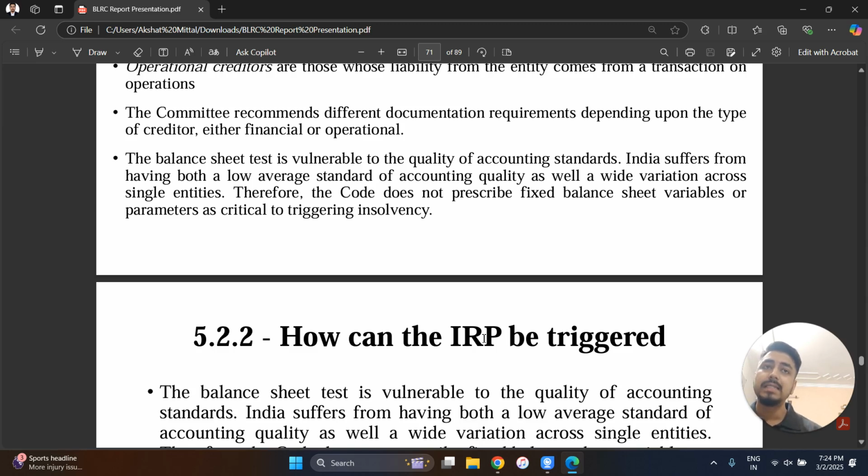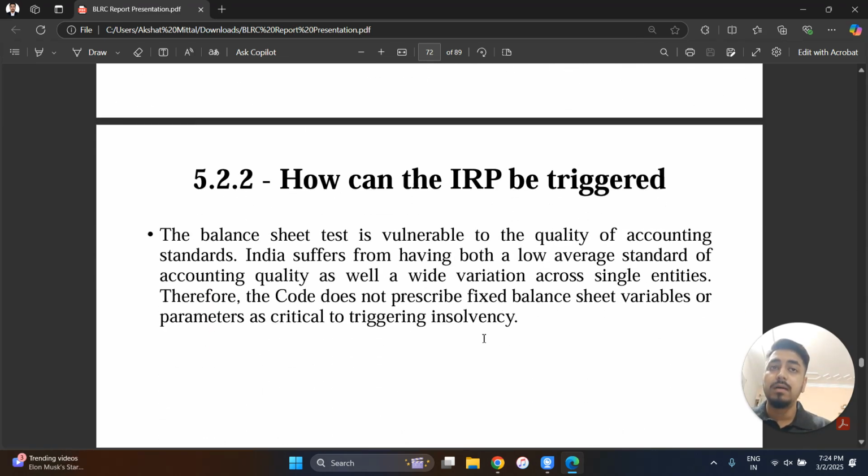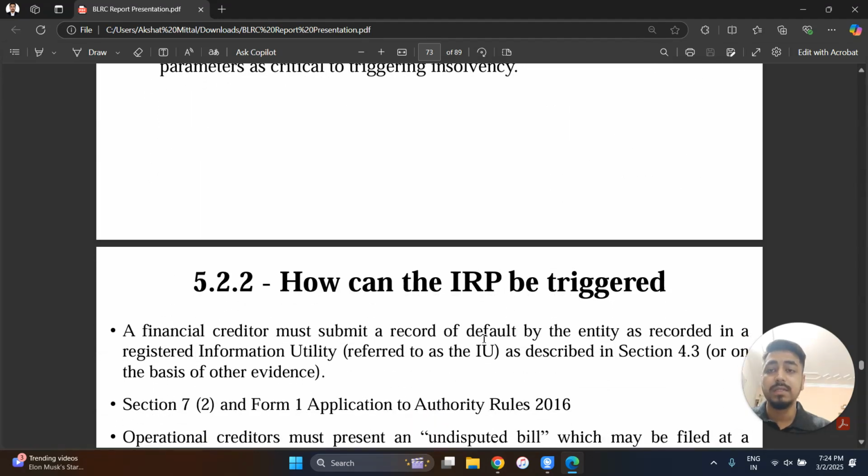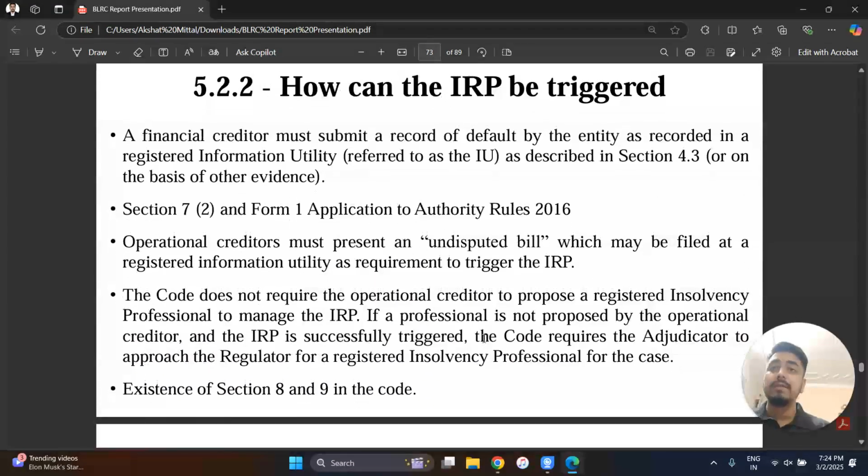But this committee has somewhat shown its disagreement with the balance sheet test when it comes to India because of the accounting standards. This committee has noted that the accounting standards which are being followed in India are not so smooth or not so strict in their implementation, which is why the balance sheet test becomes vulnerable for the Indian insolvency and bankruptcy regime. That is why this committee has proposed a simple triggering method for the insolvency resolution process, which is that they have set up a monetary limit.